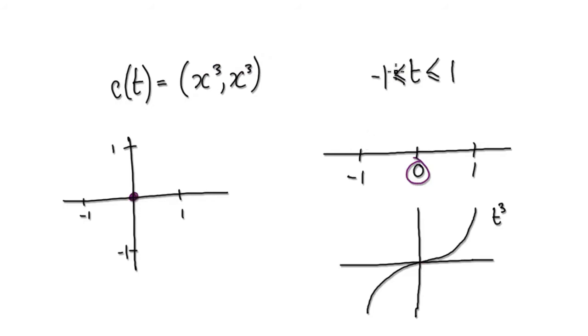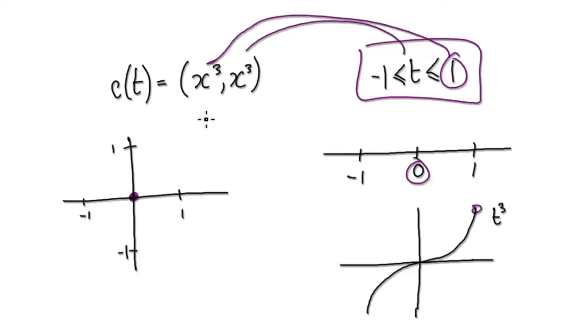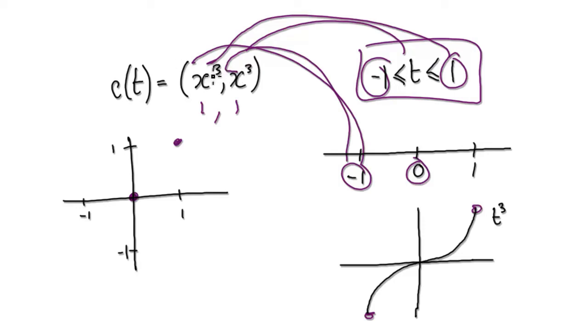When time, remember our domain is from -1 to 1. So when it's at 1, put into here, the particle will be at the location 1, 1, which will be here. When time is -1, the location will be, well, put -1 into here and into here. This thing here will be -1. This thing here will be -1. So the particle will be right here.